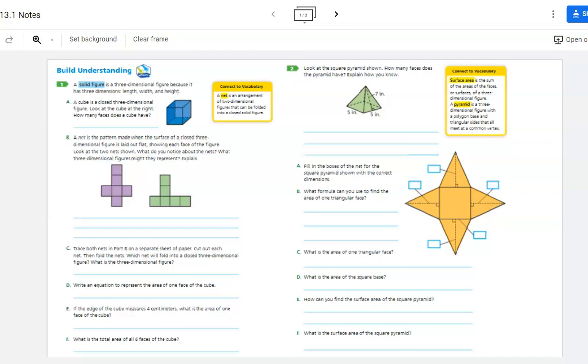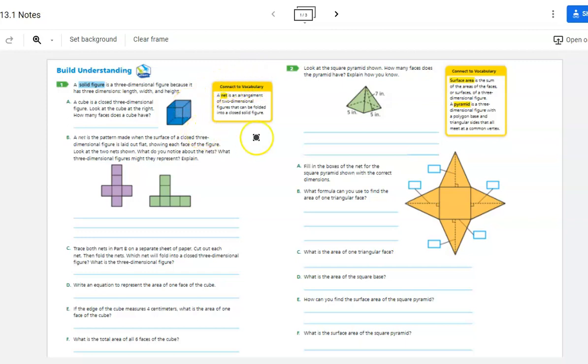Okay, this is Module 13, Lesson 1. It is titled Explore Nets and Surface Area, and you can find this on page 414. So let's get started. A solid figure is a three-dimensional figure because it has three dimensions: length, width, and height.